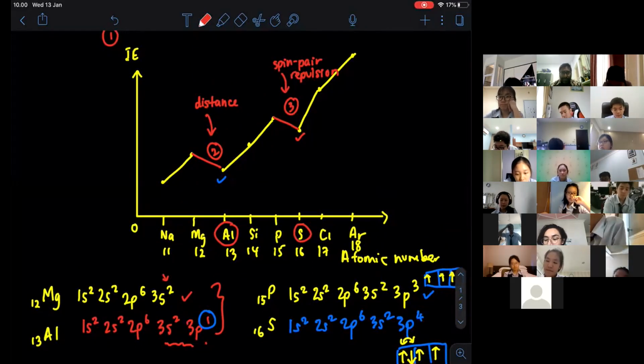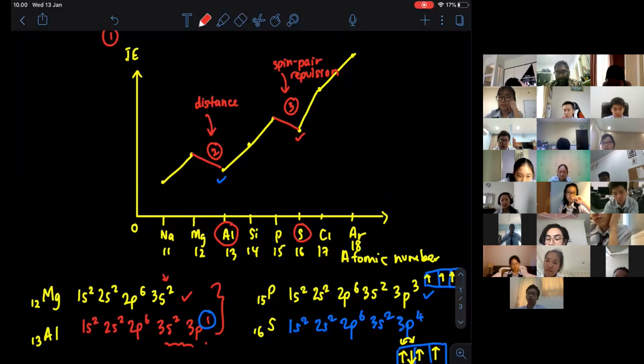Okay, yes, Nevan? Sir, I still don't understand the magnesium and aluminium small increase thing in melting point.